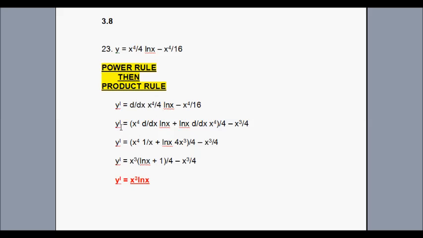So you'll get y prime equals x to the 4th times the derivative of natural log of x plus natural log of x times the derivative of x to the 4th over 4. Write that down. The next part, you get y prime equals x to the 4th times 1 over x, which is the derivative of natural log of x, plus natural log of x times 4x to the 3rd, which is the derivative of x to the 4th, all over 4. You're going to simplify all this, and it's going to leave you with y prime equals x to the 3rd times natural log of x plus 1 over 4.